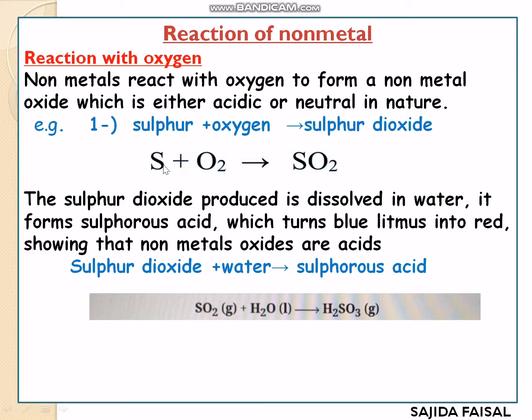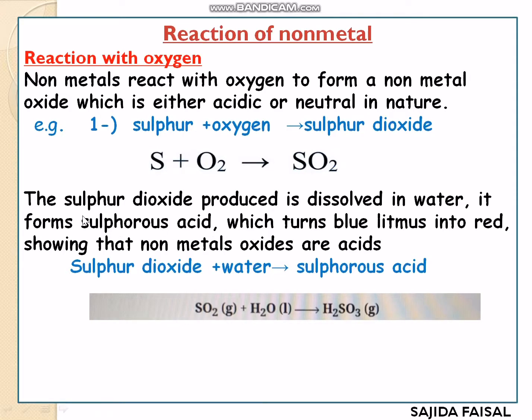That means sulfur is a non-metal. It reacts with oxygen to form sulfur dioxide. Sulfur's symbol is S, oxygen is O2, and it forms sulfur dioxide, which is a gas. Then we dissolve this gas in water. We add water to the sulfur dioxide and shake it. After that we get a solution, and that solution is sulfurous acid.